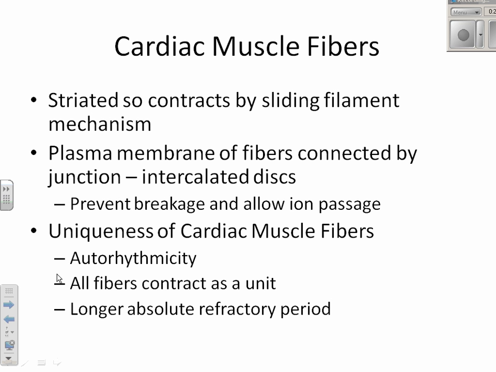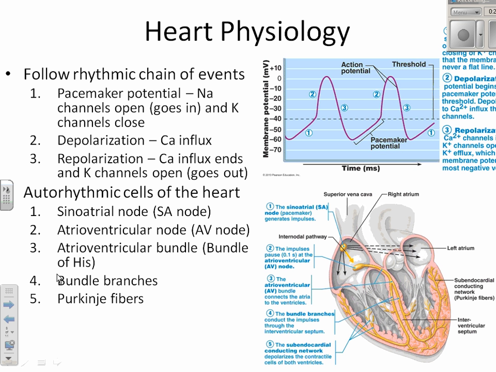Cardiac muscle is autorhythmic, part of the autonomic nervous system. These fibers contract as a unit, and it has a longer absolute refractory period. If you'll recall, we talked about refractory periods in skeletal muscle and also in the nervous system. Y'all remember that? Basically, it's a period of time in which it's not going to fire again. So it's a little bit longer.